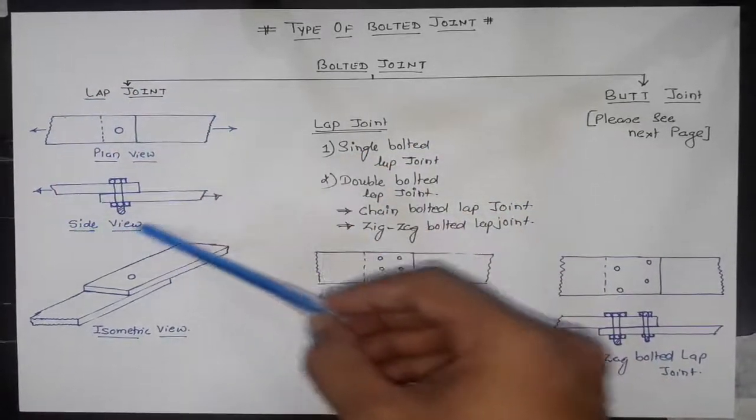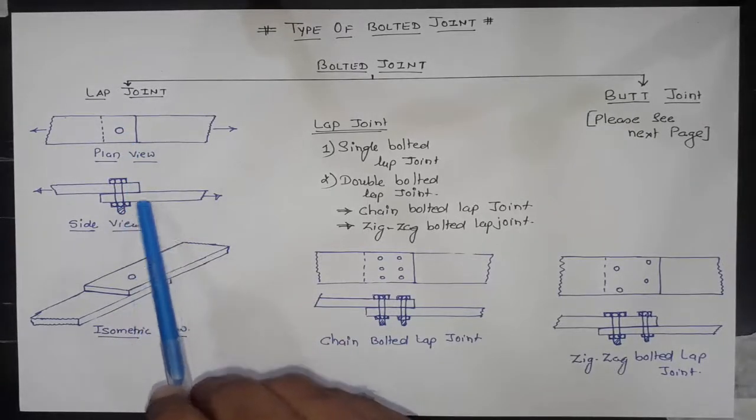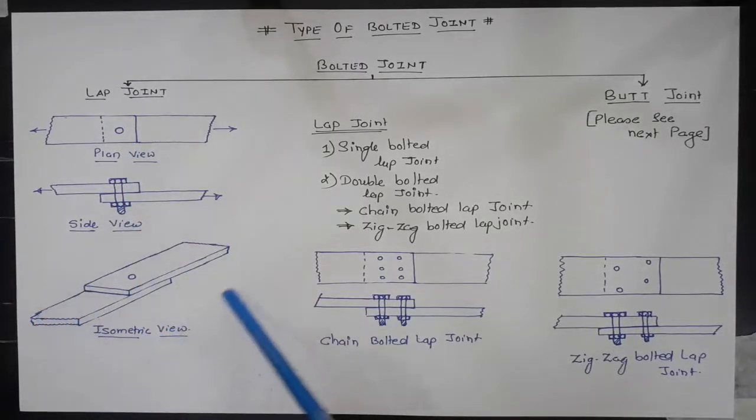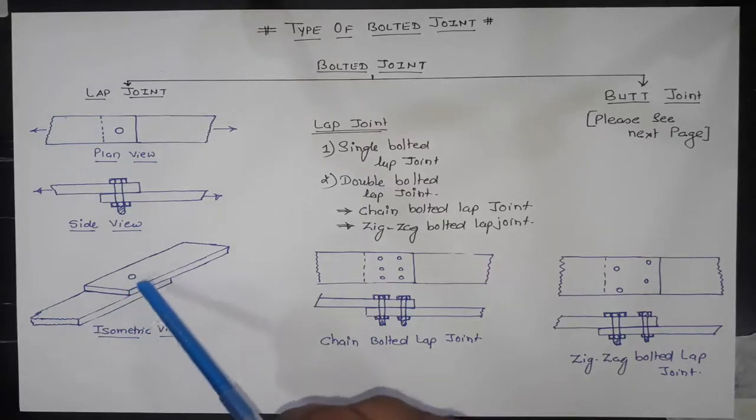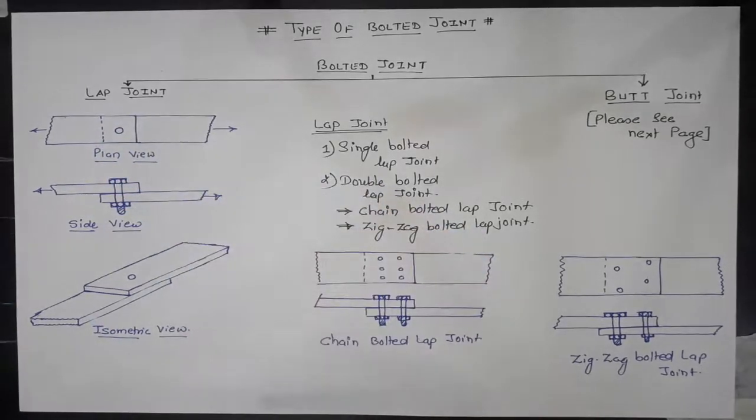This is a view of a single bolted lap joint. This is a plan view. This is a side view. This is an isometric view of a lap joint. This length is the overlapping length.